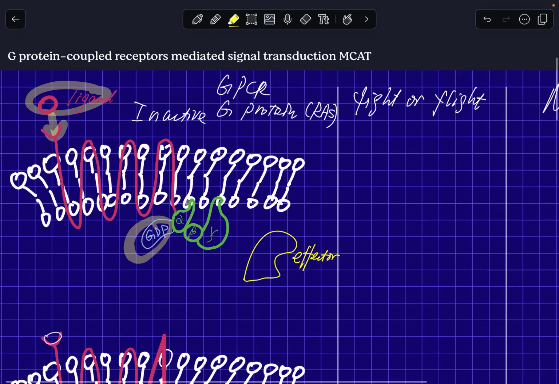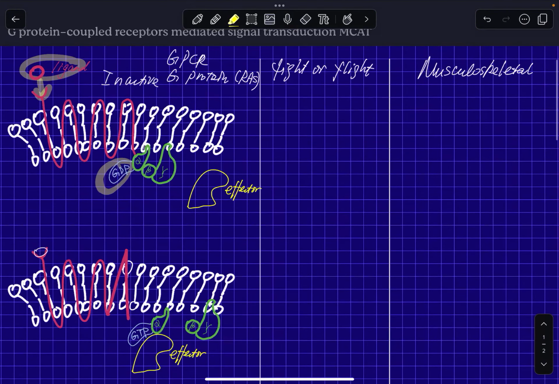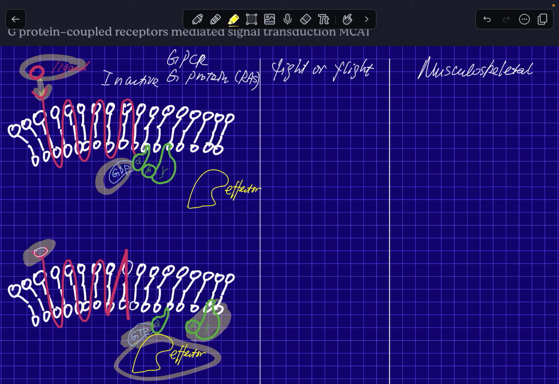Now let's bind them. In this other picture, you see my ligand is already bound to my GPCR, and after the binding you see a conformational change of the GPCR. Due to the conformational change, the beta gamma units dissociate from the alpha unit. Also, my alpha subunit is now attached to GTP instead of GDP. By activated, I mean it's now bound to GTP, and it will bind to another effector enzyme.